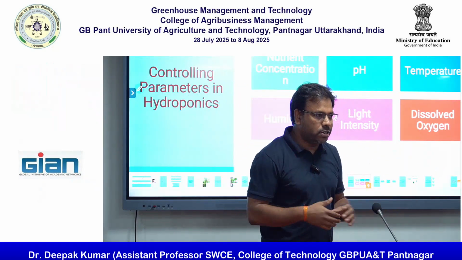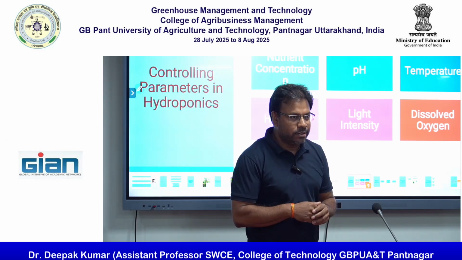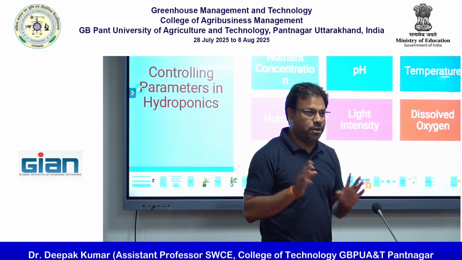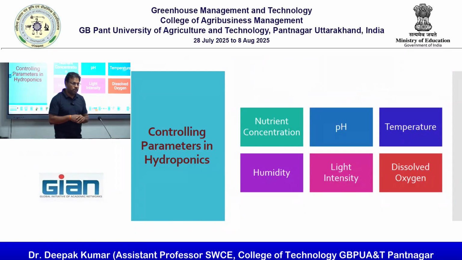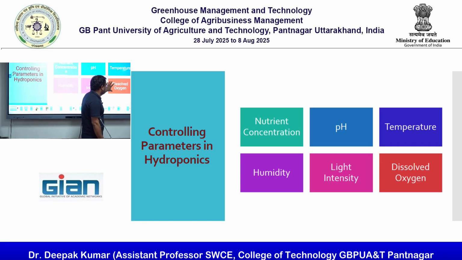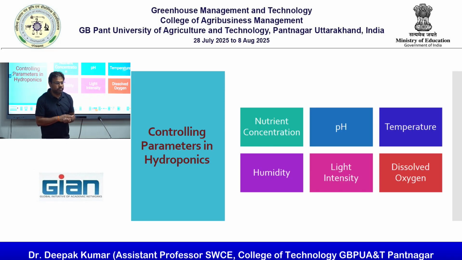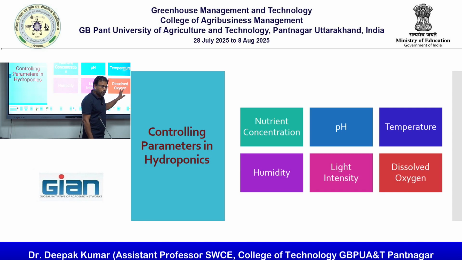Why do we want to monitor these things? Because these are the factors which will impact the growth of the plant. The yield of the crop or the plant will be directly related to these things. For example, let us suppose somehow we are not able to maintain the dissolved oxygen. What will happen? Sir, there might be a chance the root won't survive because it won't be able to respire properly. For respiration, the dissolved oxygen is very important, isn't it?